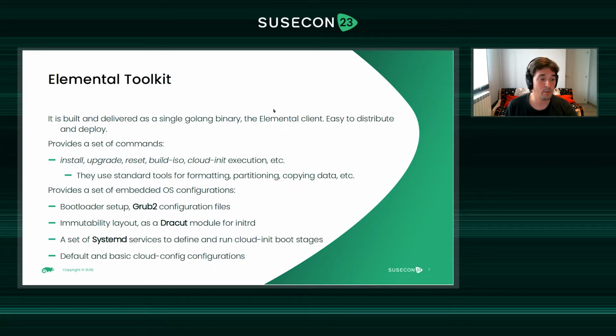We are coupled to GRUB, dracut, and systemd mostly. So any Linux distribution that makes use of GRUB, dracut, and systemd is a candidate to be used within the Elemental Toolkit. Again, the Elemental Toolkit relies on widely adopted and tested Linux technologies.